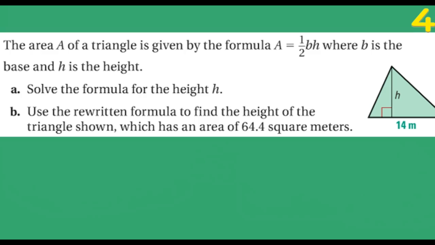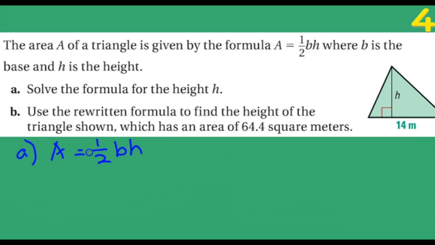Now, moving on, we have an equation, or a formula. The area of a triangle is given by the formula A equals 1/2 base times height, where B is the base and H is the height. Solve the formula for the height H. So, for A, we're going to put A equals 1/2 base times height.